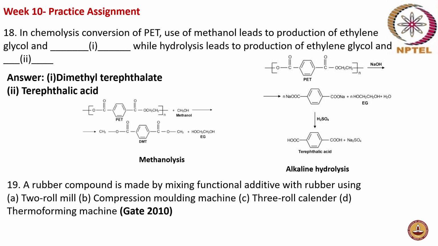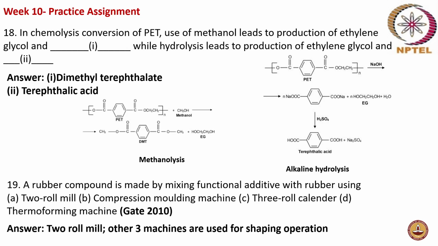Now the next question is, a rubber compound is made by mixing functional additive with rubber using what? Which equipment can be used for mixing a functional additive with rubber to make a rubber compound? Can we use a two-roll mill, a compression molding machine, a three-roll calender, or a thermoforming machine? This is again a GATE question. The answer is, you use a two-roll mill to mix an additive with rubber to form a rubber compound.